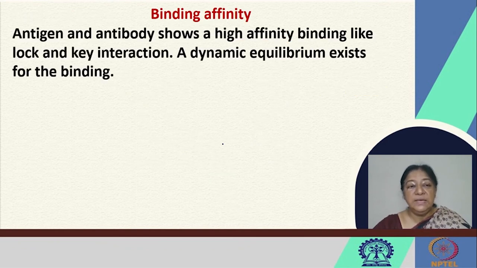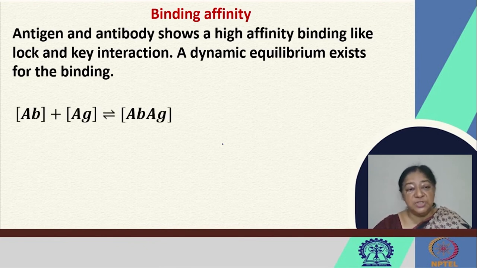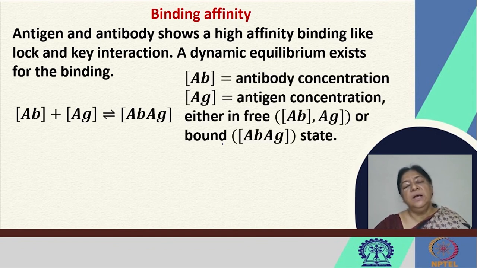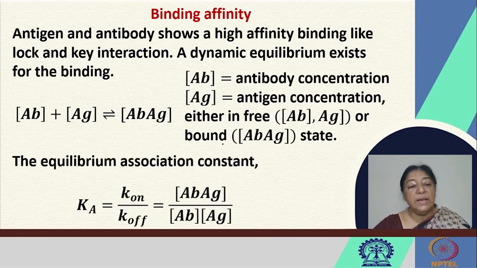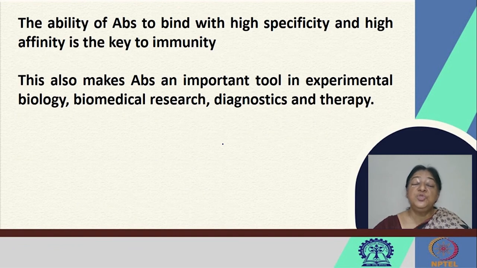So if we look at the binding affinity, antigens and antibodies show very high binding affinity, like a lock and key interaction. And we have a dynamic equilibrium similarly to what we saw in a protein ligand binding. Here we have an antibody-antigen interaction. Again, we can have an equilibrium association constant that is going to give us, from the ratio of K on and K off, an association constant from which we can understand the specificity and the affinity of this. And this makes it an important tool in experimental biological research, for diagnostics and therapy.